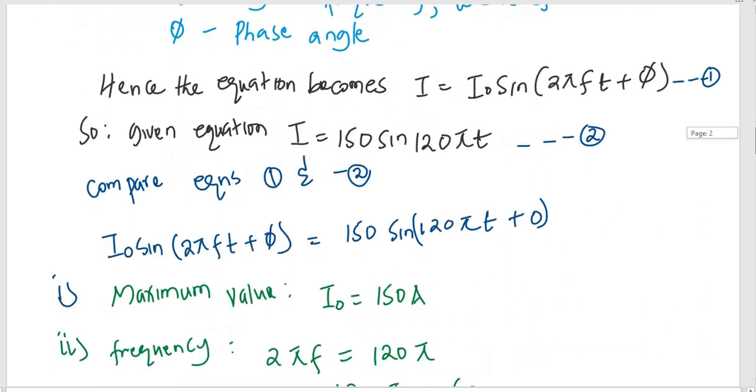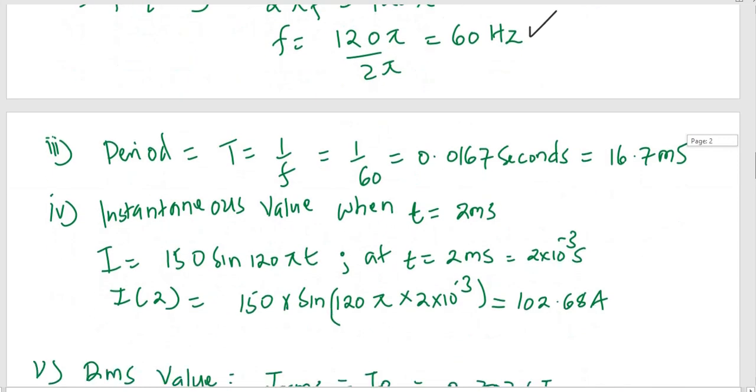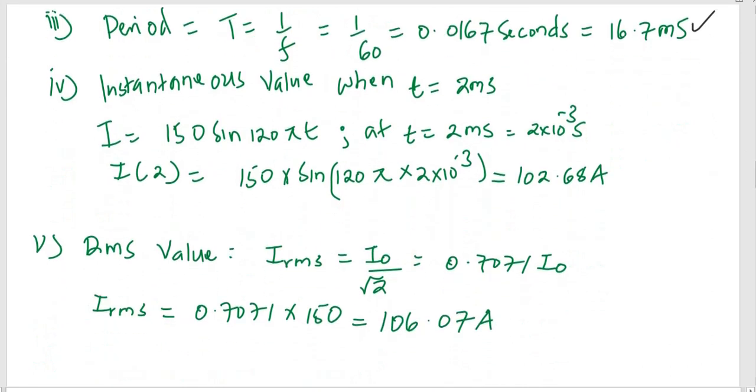we find that I naught sine 2 pi f t plus phi is equal to 150 sine of 120 pi t plus 0. Here the phase angle phi is 0. Therefore, the maximum value I naught will be 150 amps, and the frequency is determined from 2 pi f equals 120 pi, so the frequency is equal to 60 Hz. Period is the reciprocal of frequency, 1 out of 60, which gives you 16.7 milliseconds.